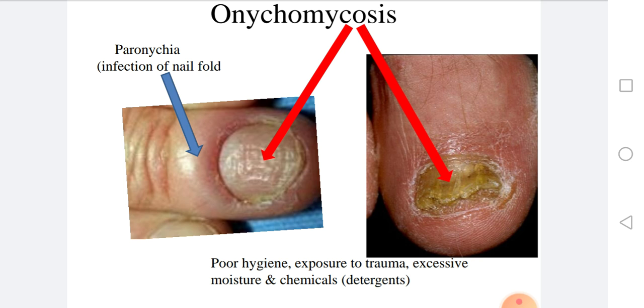Onychomycosis is common among people with poor hygiene who used to expose their nails to repetitive trauma, excessive moisture, especially those who immerse their nails into water, and also chemicals as detergents and soaps. The disease is common among them.